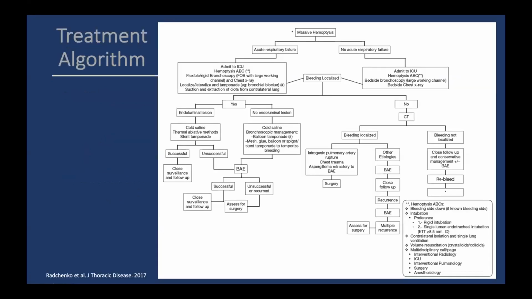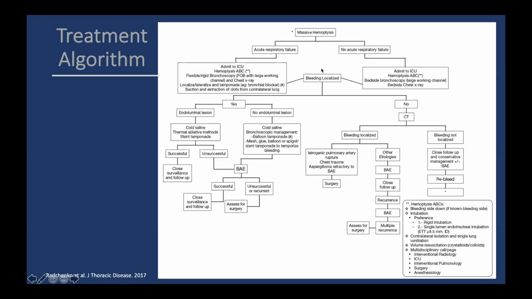And then lastly here, this is just a treatment algorithm for massive hemoptysis. There's a lot of different treatment algorithms out there. This was one that I got a lot of these slides from. But basically here, you have a patient who comes with massive hemoptysis. The first is determining whether they have acute respiratory failure or not. And the difference in management here includes how urgently you have to localize, tamponade, and potentially turn to definitive management.